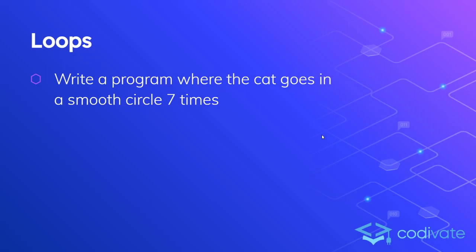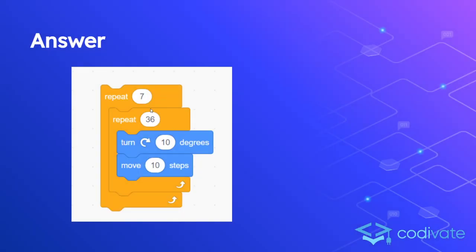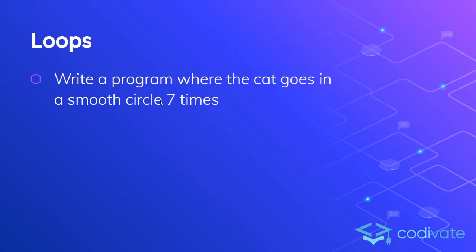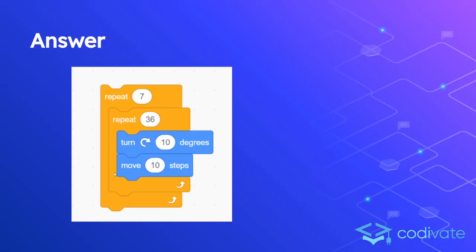Next thing, write a program where the cat goes in a smooth circle 7 times. I believe we've already done circles in the past. So if you remember how to do that, this should be pretty easy. Okay, the answer is this. You have 2 repeats inside of each other. So now you're repeating 7 times here because we're making 7 circles, and then whatever's inside makes a circle.